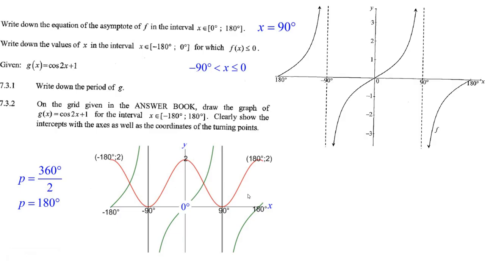That's the cos graph. It's got to be like that. At the end, it's minus 180 and 2, 180 and 2. You could put values in your calculator, but that's the answer right there.